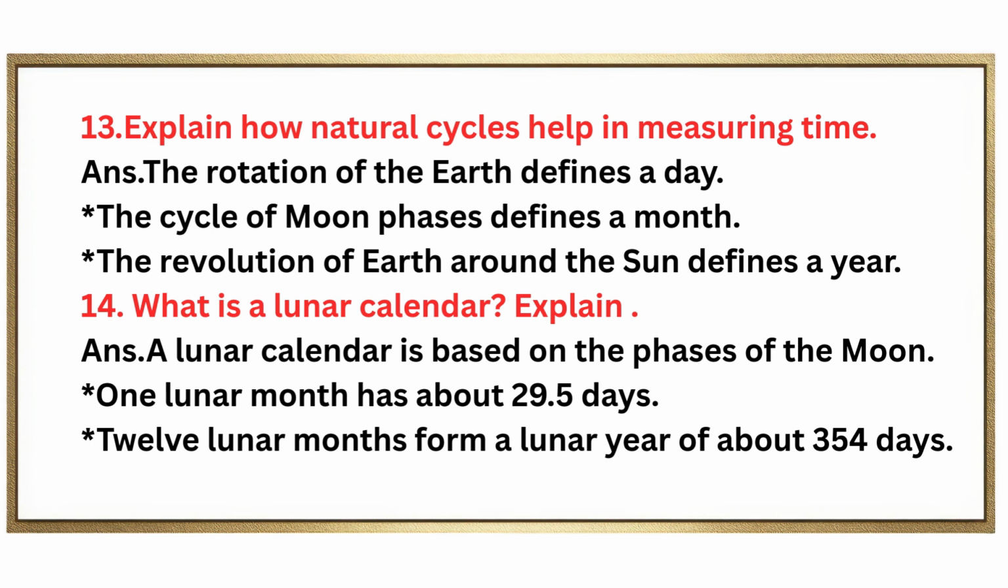Question number 14. What is a lunar calendar? Explain. Answer. A lunar calendar is based on the phases of the moon. One lunar month lasts about 29.5 days. 12 lunar months form a lunar year of about 354 days.